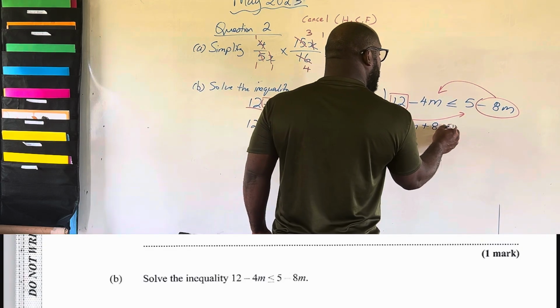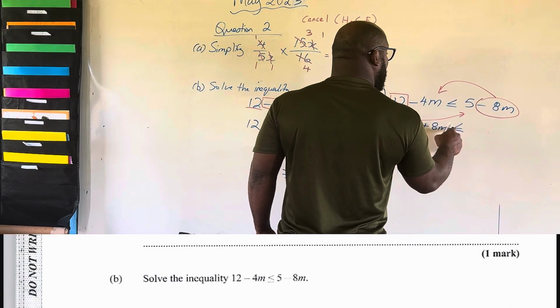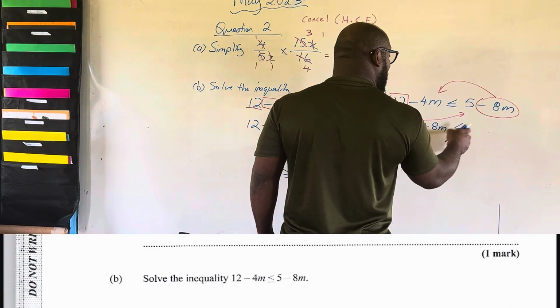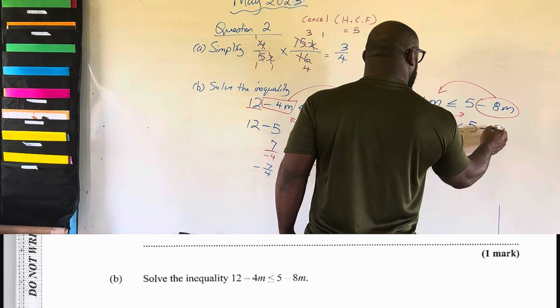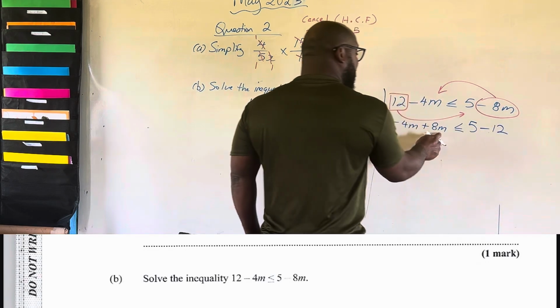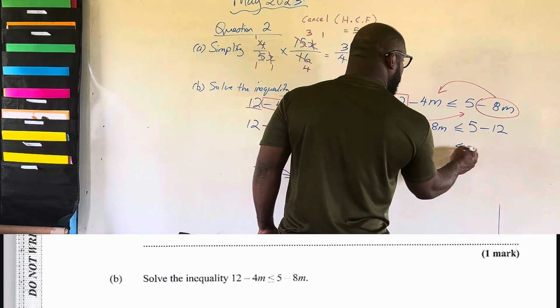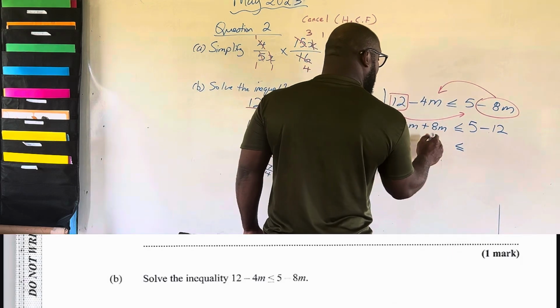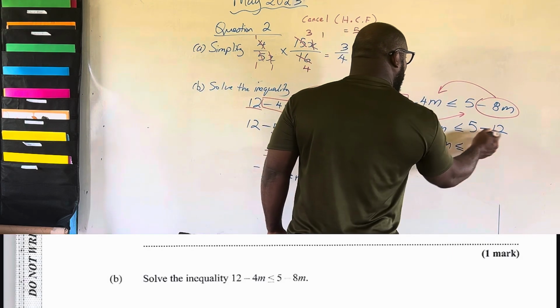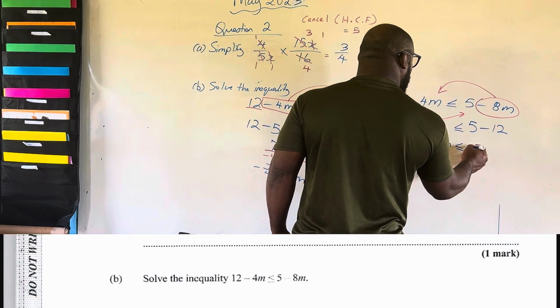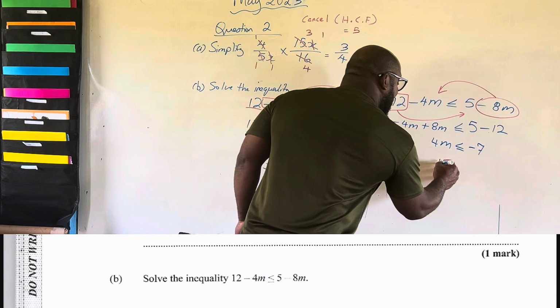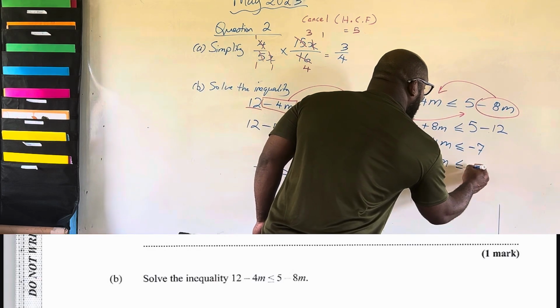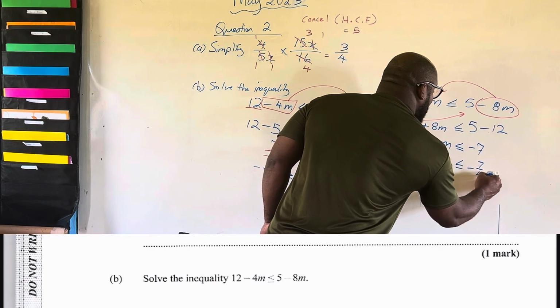Give me the equation, somebody. Plus 8m less than or equal to 5 take away 12. Good. 8 take away 4 is 4m. Good. 5 take away 12 is negative 7. And then m is less than or equal to negative 7 over 4.